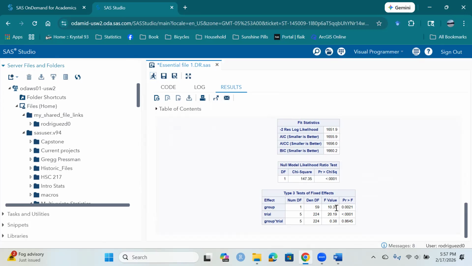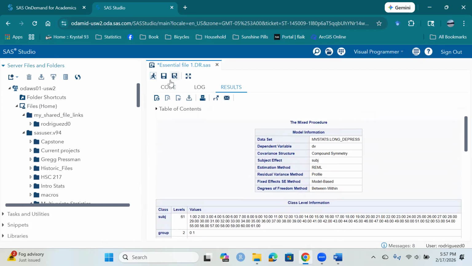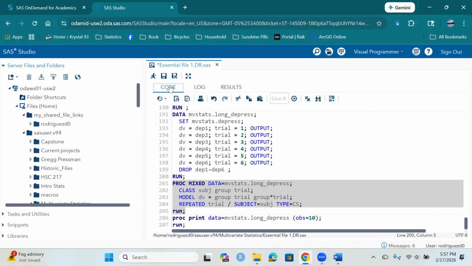So yes, there's a group effect. This is just looking at the overall mean across all 6 time points. They differ by group. There's a trial effect, so this is across the 6 different trials. There's some kind of a change over time. And in terms of a group by trial interaction, it is not significant. The p-value is way too large. All right, cool.